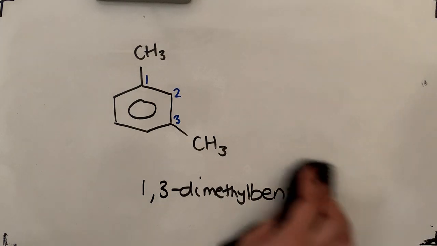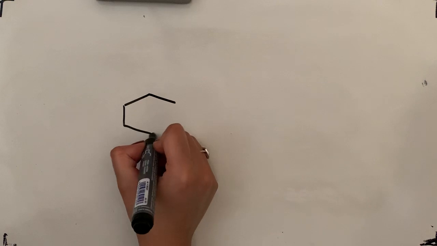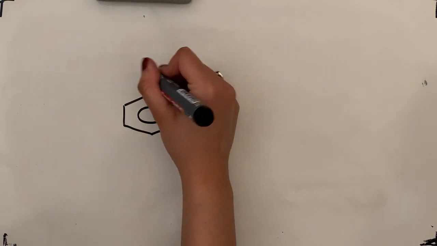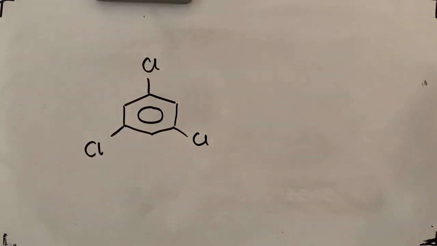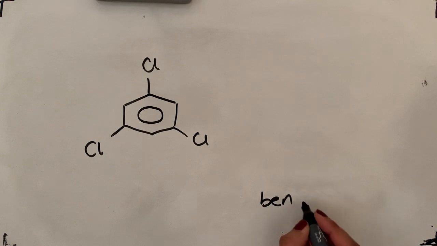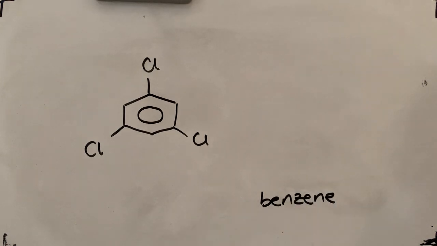Right, let's move on. Let's try this one here. So again, we've got a parent compound. This one is benzene. And we've got 3 chlorines attached to this one. So this is going to be trichlorobenzene.